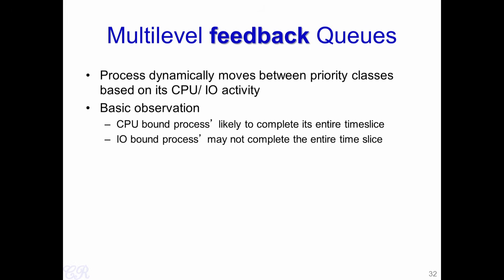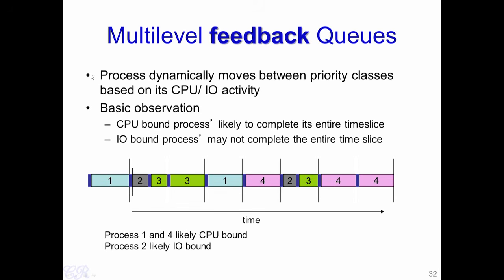So, these schedulers work on this basic observation that CPU bound processes are likely to compute for their entire time slice. This is because a CPU bound process will have a long burst of CPU, and therefore, it is quite likely that it would use up the entire time slice. On the other hand, IO bound processes have a very short CPU burst time, and therefore, they are not likely to complete their entire time slice.